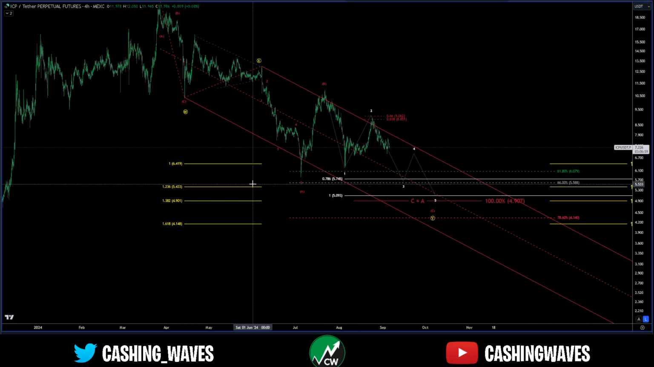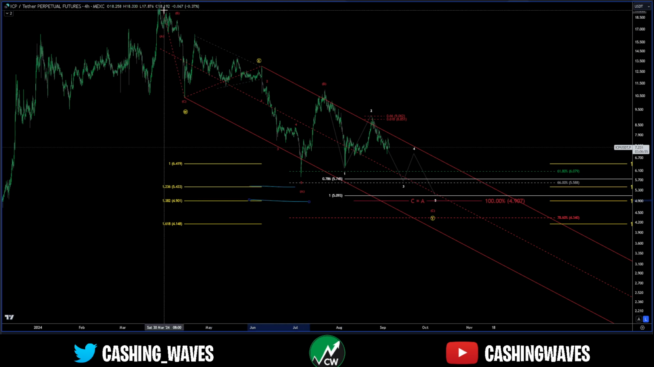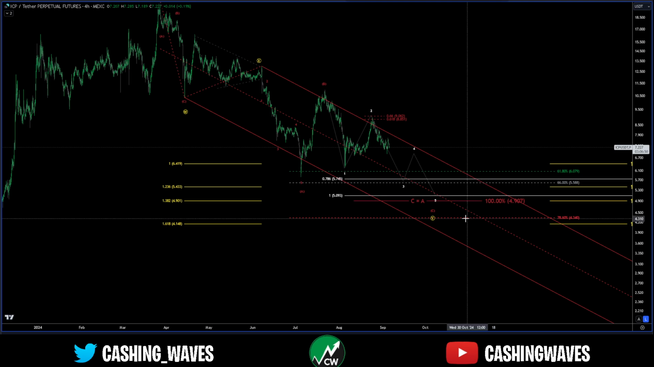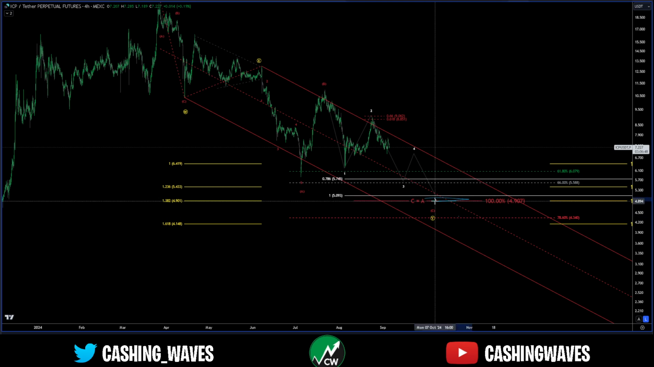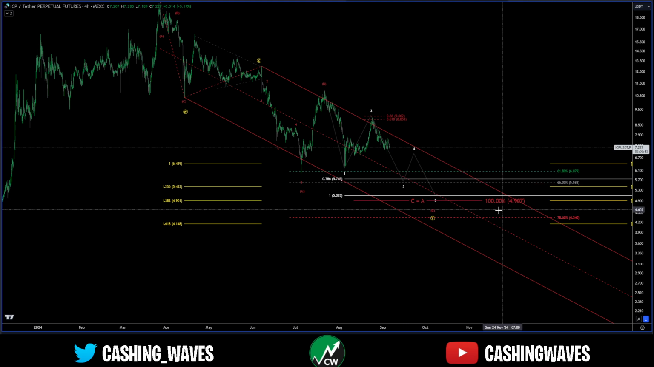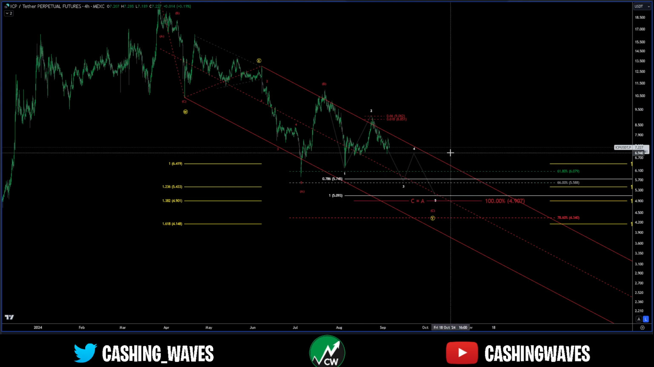And that would get us to targets between the 1.236 and 1.382 extension of wave W for Y. And we'd still hold above the 786. We just passed the 618. So not ideal structures, but we have to deal with the fact of how weak this is looking.